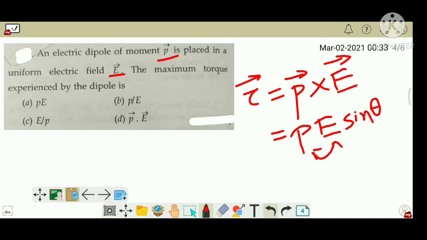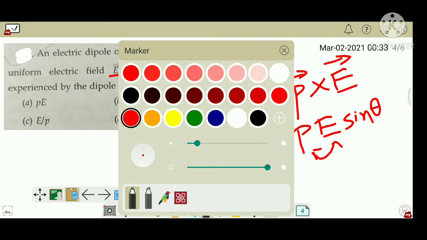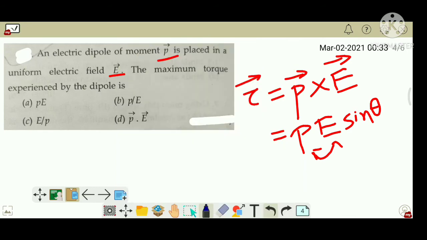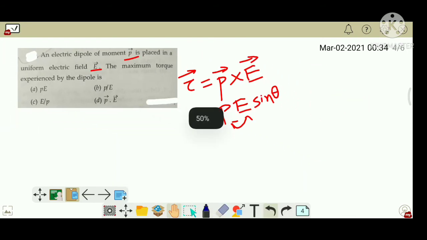Okay, so we have been asked to find out maximum torque. So here for the given dipole, P will be constant and the electric field will be constant. Okay, so tau depends directly on sine theta.